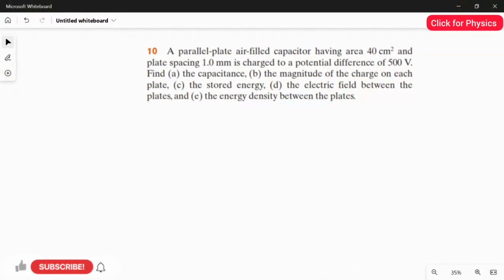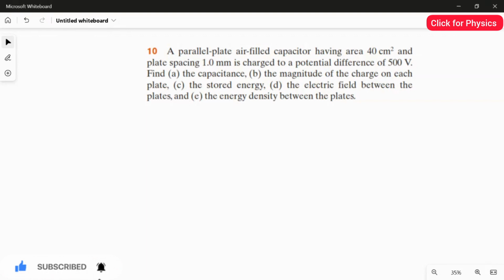Problem number 10. A parallel plate air-filled capacitor having an area of 40 centimeter square and a plate spacing of 1 millimeter is charged to a potential difference of 500 volt. Find the capacitance. That is our first question. And the second question is find the magnitude of the charge on each plate.